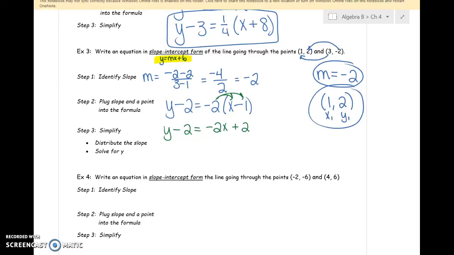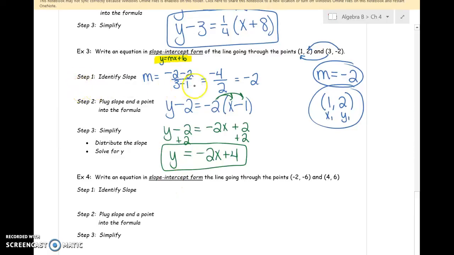So to get rid of this -2, we add 2 to both sides. That's what this step solve for y means. So we distributed the slope, and now we're getting y by itself. y equals -2x plus 4. Okay, we're going to go back through the steps one more time, and then you're going to try example 4 on your own.